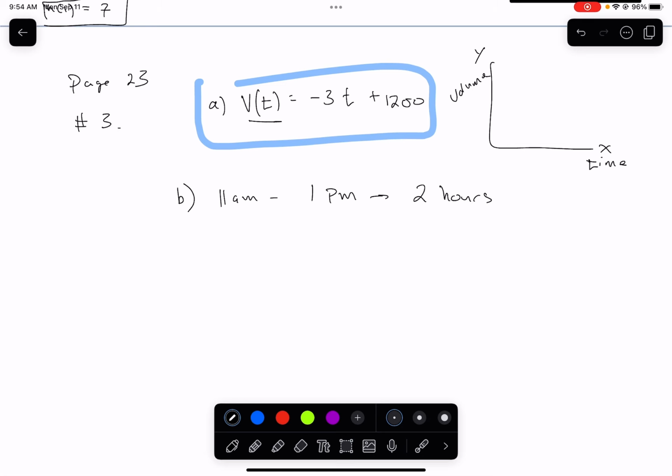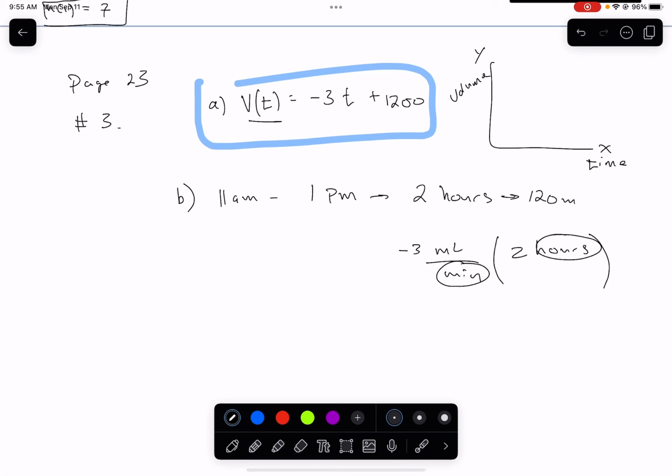If my rate is in milliliters per minute, and I try to multiply that by 2 hours, can I get the units to cancel out? No. So what does my time have to be in? Yes, Julie? In minutes. Okay, so this is going to be 120 minutes. Now you can substitute that in there.